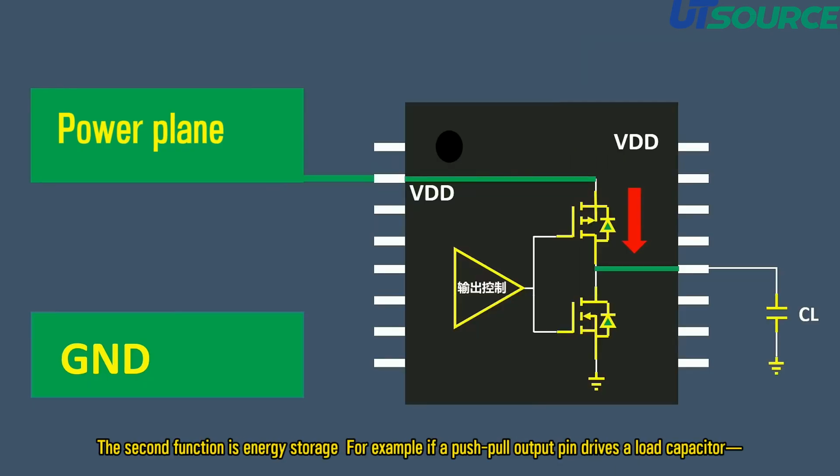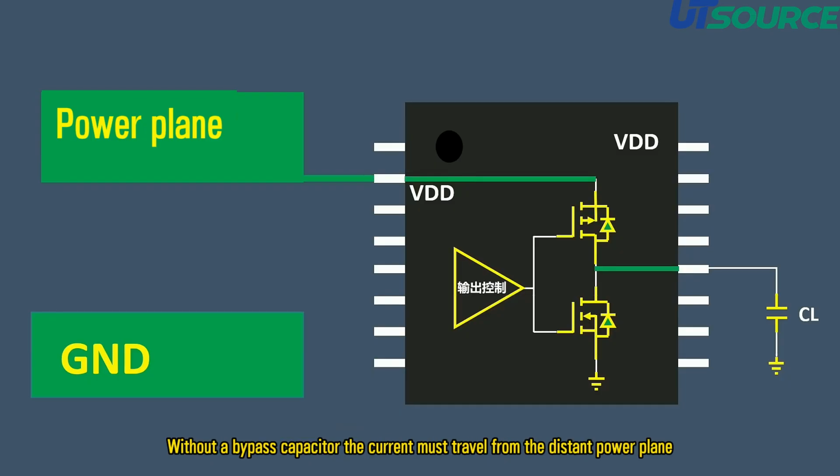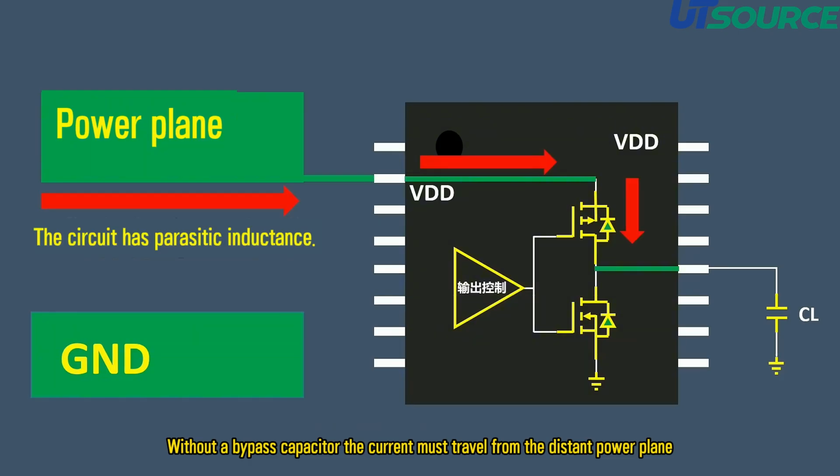The second function is energy storage. For example, if a push-pull output pin drives a load capacitor. When the MOSFET turns on, it needs to charge that load capacitor. Where does that current come from? Without a bypass capacitor, the current must travel from the distant power plane. That can create noise or voltage dips on the power plane.